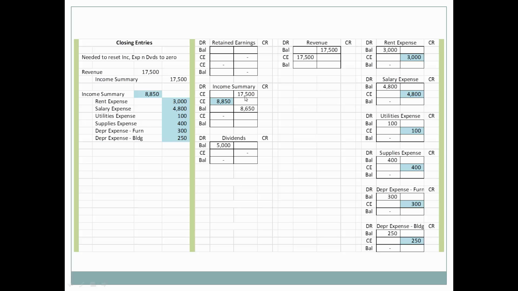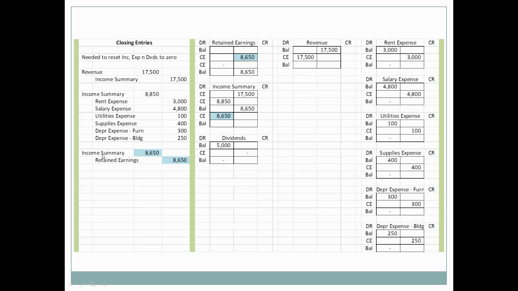Now, adding up all of our debits and adding up all of our credits, taking the smaller from the larger, we can see that now in the income summary account there's a balance of $8,650, which, if you were to prepare an income statement, which would be revenue minus expenses, you would see that this would be net income. Now let's look at our third entry.